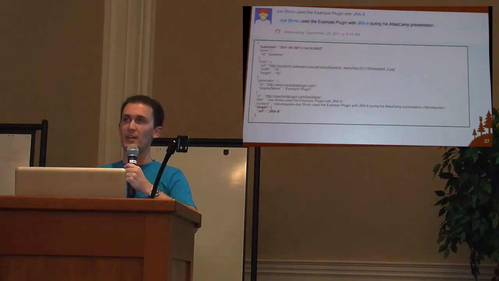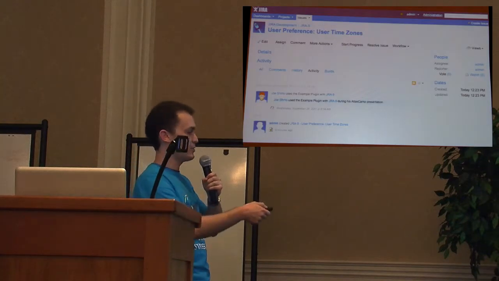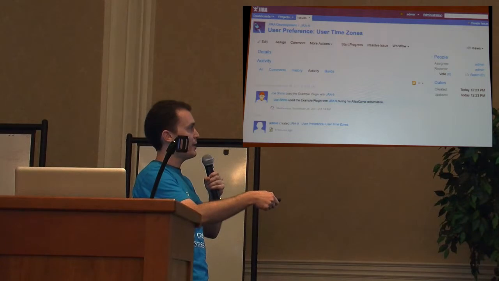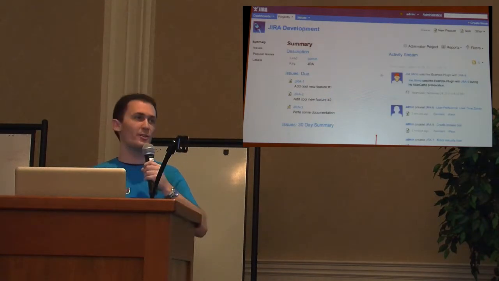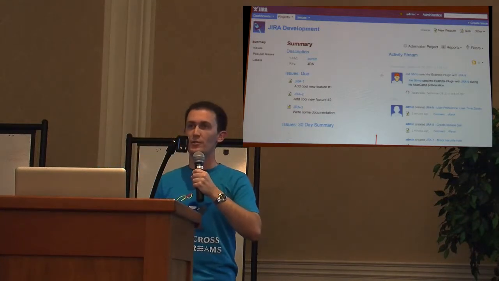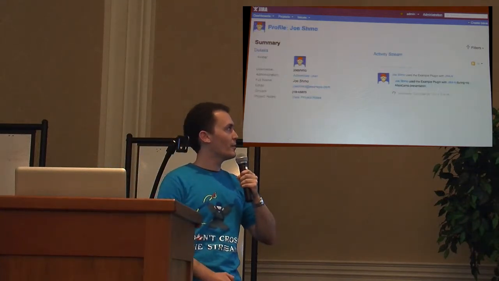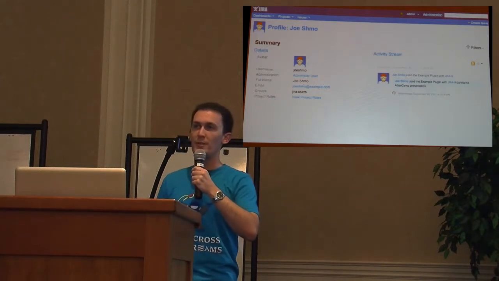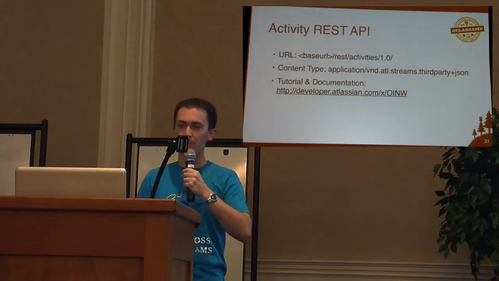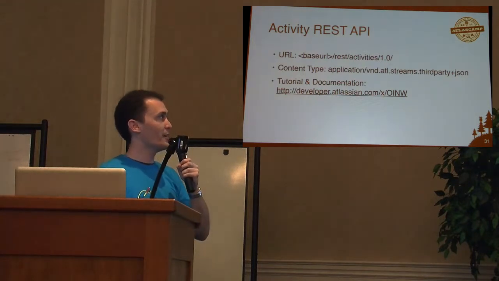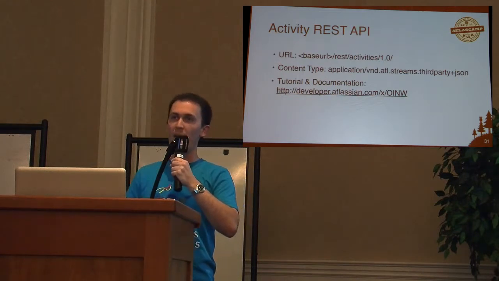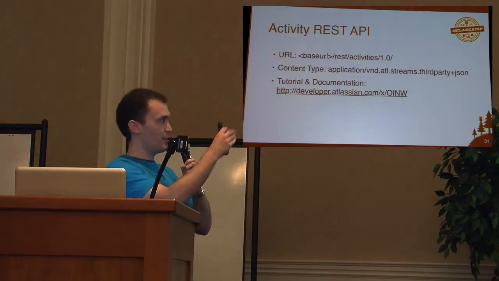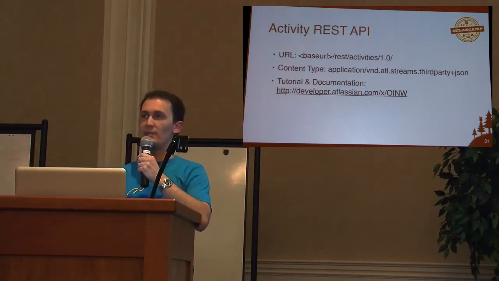Additionally, because we associated this streams entry with JRA9, it appears on the issue page. So here we have our issue and our streams entry. Additionally, it also appears on the JRA9 project activity stream, and for good measure, on Joe Schmo's user profile page. To use the Activity REST API, you would hit the URL /rest/activities/1.0 after your base URL, and use our custom third-party JSON content type.